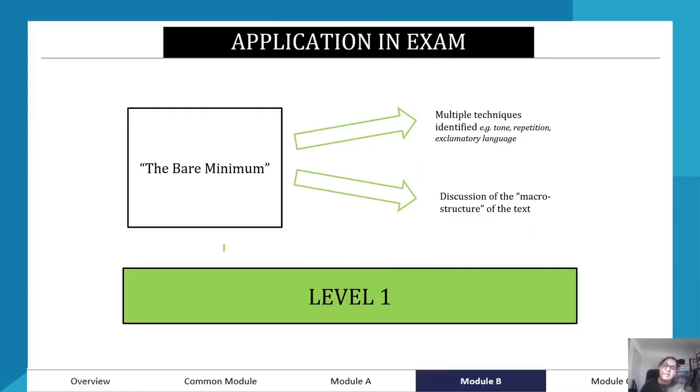So there are basically 4 levels of analysis when it comes to Module B. The first one is the bare minimum. This is level 1. This is where you're just identifying some techniques and you're discussing the macro structure of the text. It's bare minimum. There's not a lot going on.